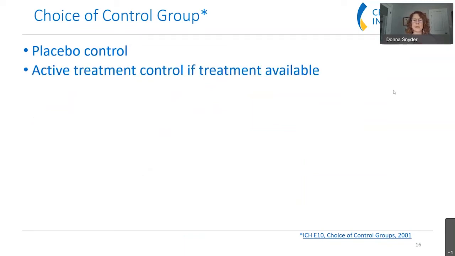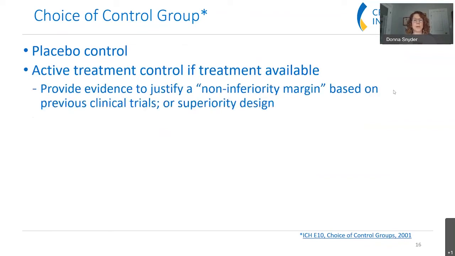So now we'll talk about choice of control group, and this particular slide applies to both adults and children. So one of the choices is placebo control. This is often considered to be the gold standard. You can also have an active treatment control if you have treatment available. In this case, you want to provide evidence to justify a non-inferiority margin from previous clinical trials, or you might have a superiority design if you do this active treatment control study.